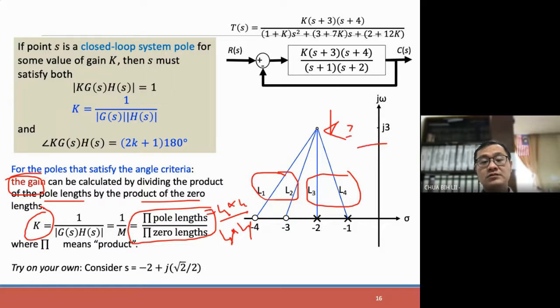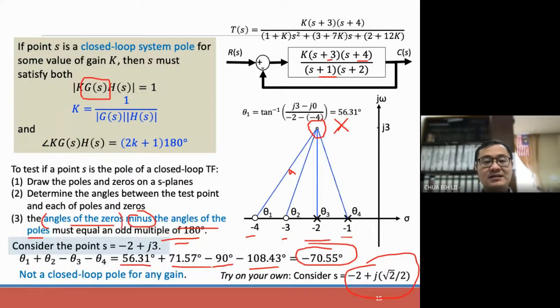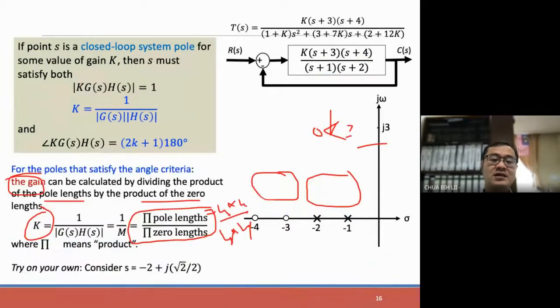If this satisfies the angle criteria, then if it is satisfied, you can find the K. Otherwise, this K value doesn't mean anything to you, because it will not form that particular position of the roots that gives you the characteristics that you desire, right?